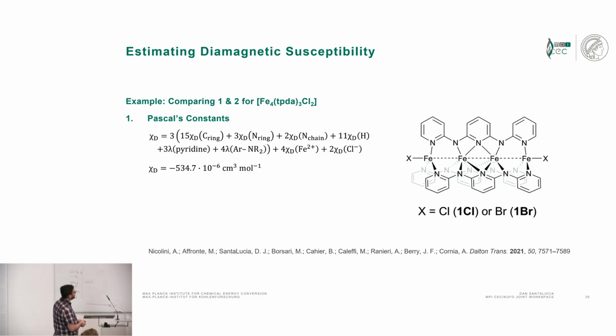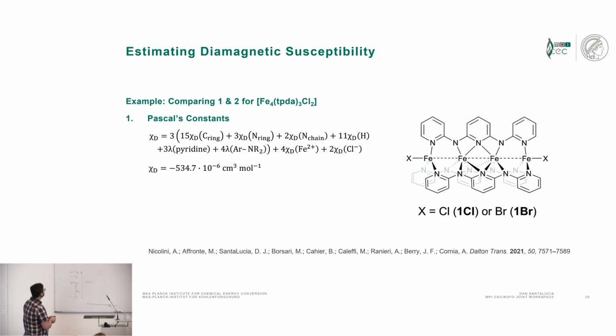Here's a work from my PhD in collaboration with Andrea Cornia's group in Italy at Modena. We're looking at this tetrairon compound. In this case, I chose the chloride today, so these axial ligands are chlorides, and it has these three equatorial ligands that bridge these four iron centers together. How do we account for the diamagnetic susceptibility?